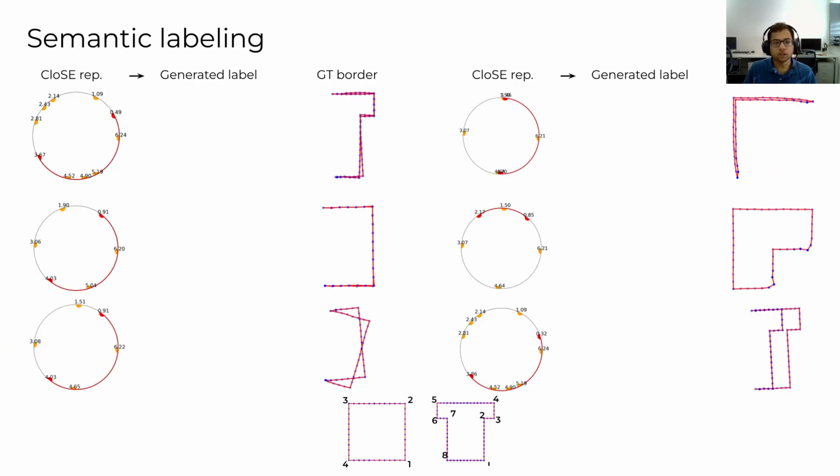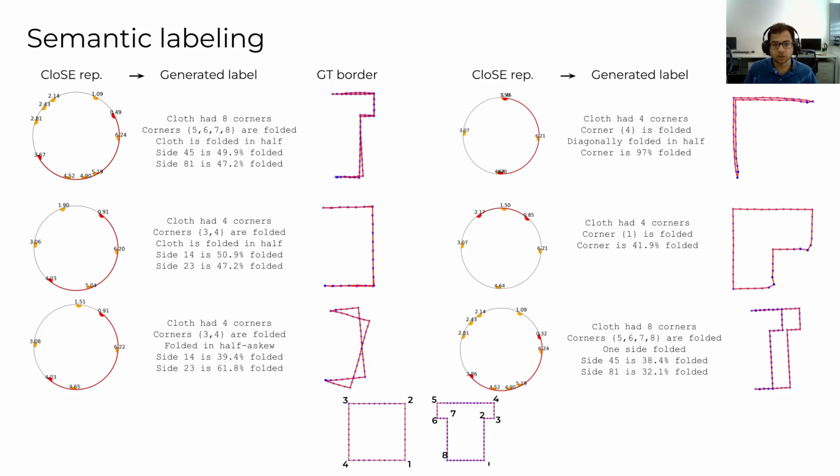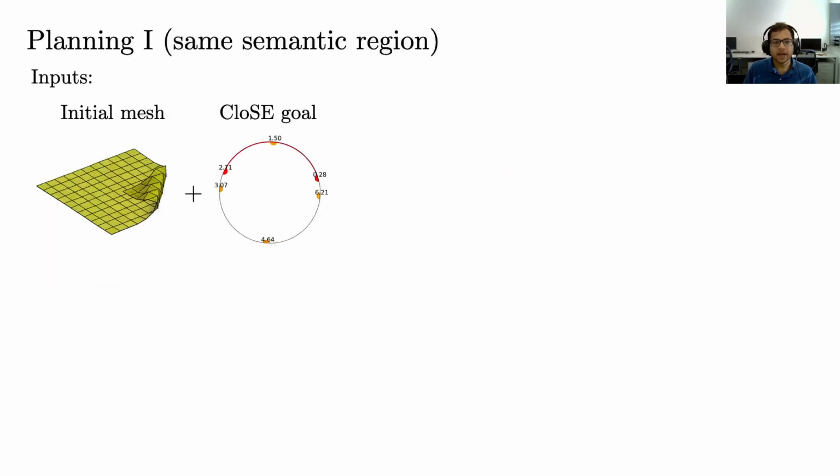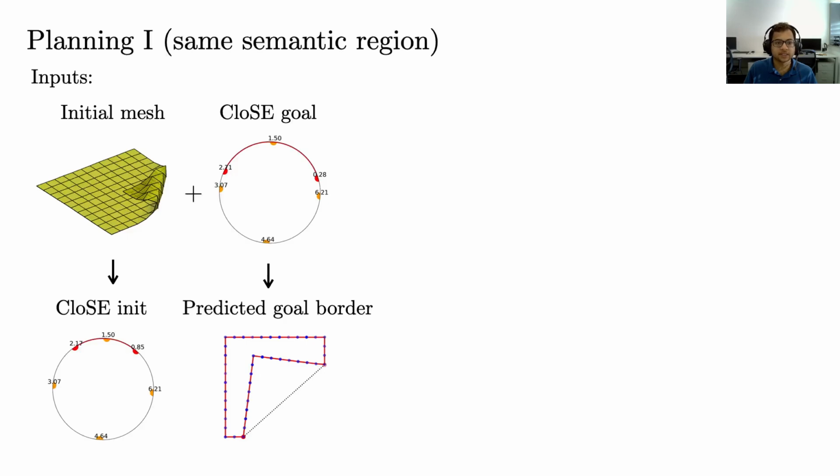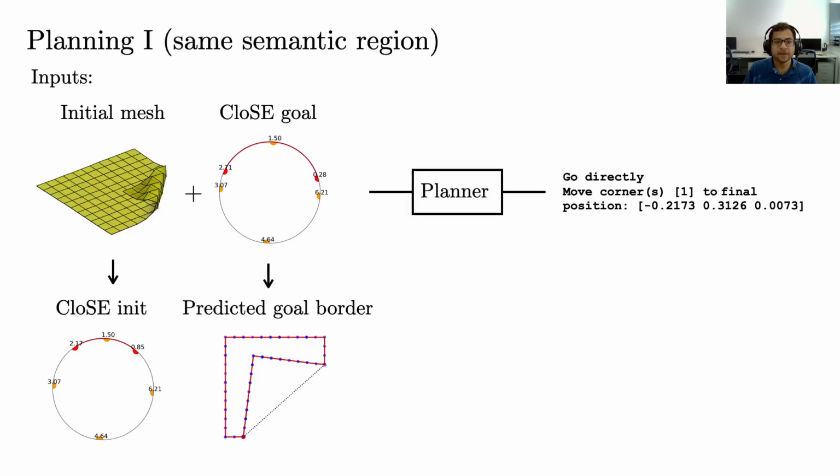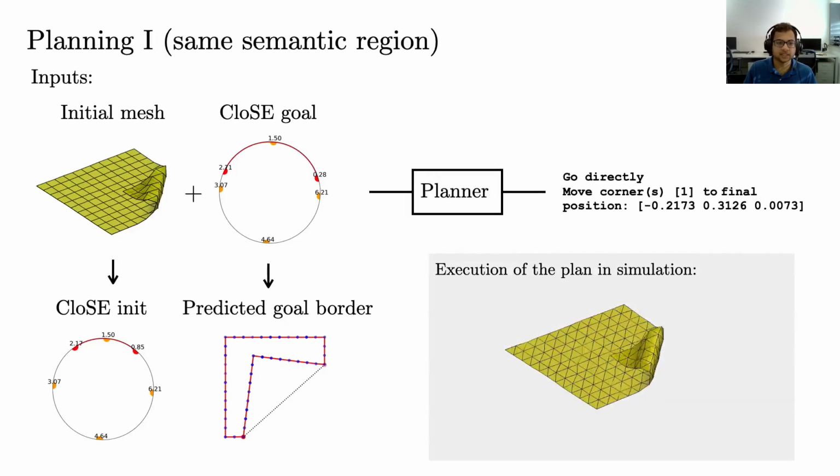We can also automatically give semantic labels to the cloth state just by interval reasoning on its closed representation. We can do high and low level planning. Given the initial cloth mesh and the final goal description in the form of the closed representation, we can predict the number of manipulation actions needed. When they are in the same semantic region, we can directly move to the goal.